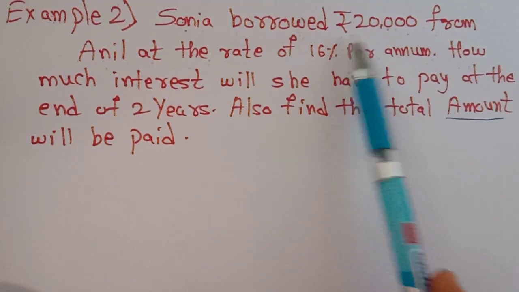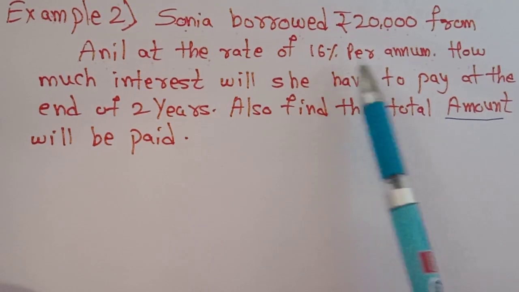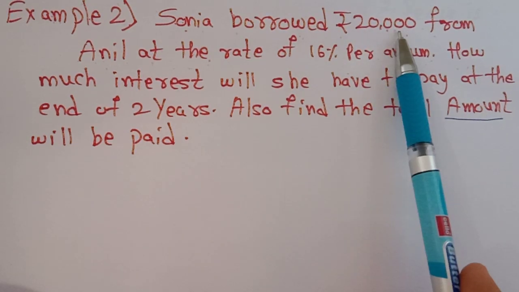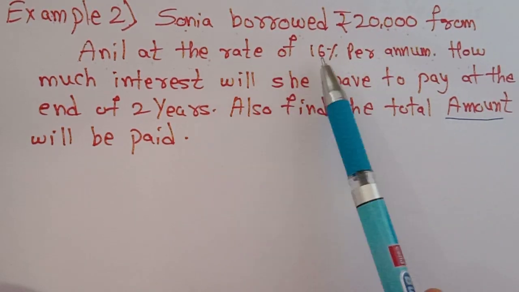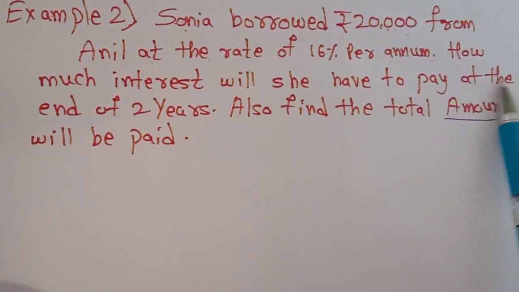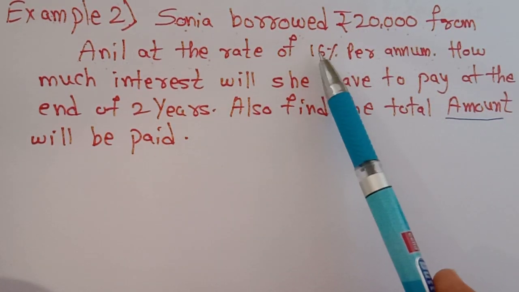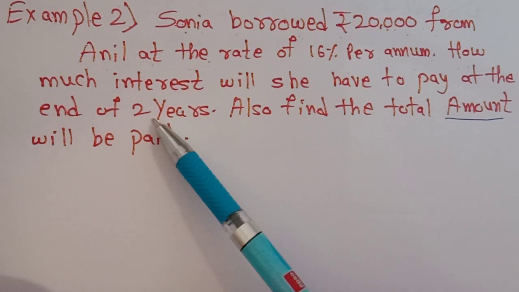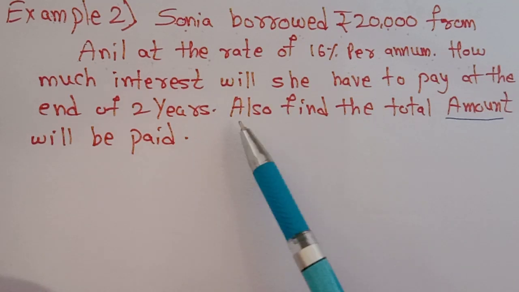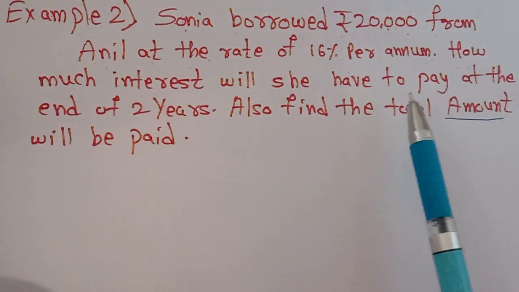Sonia borrowed rupees 20,000 from Anil at the rate of 16% per annum. So how much did she borrow? 20,000 rupees at the rate of 16% per annum. How much interest will she have to pay at the end of 2 years? After the 2 years, how much interest does she have to repay? And also find the total amount that will be paid. How much total amount will be paid?